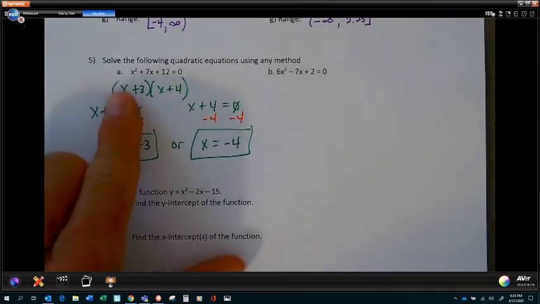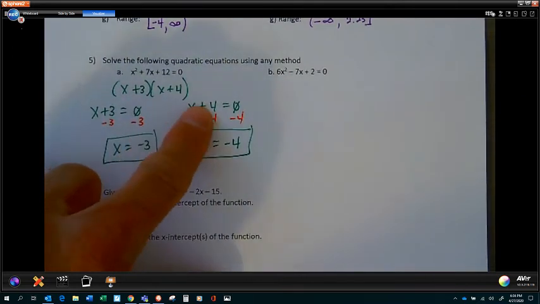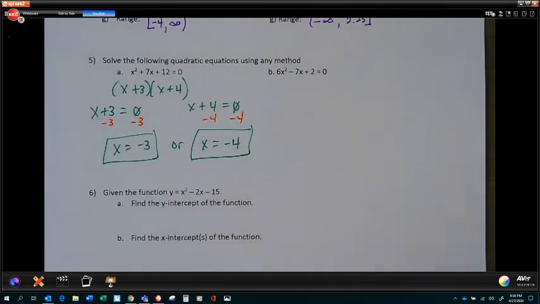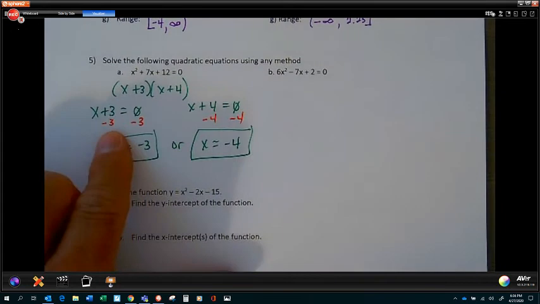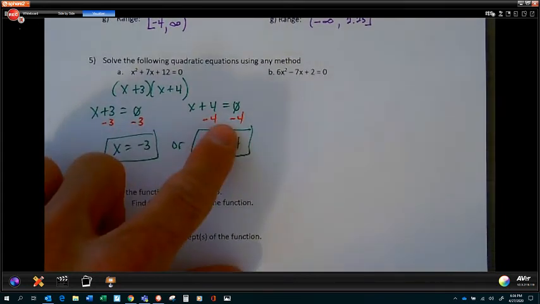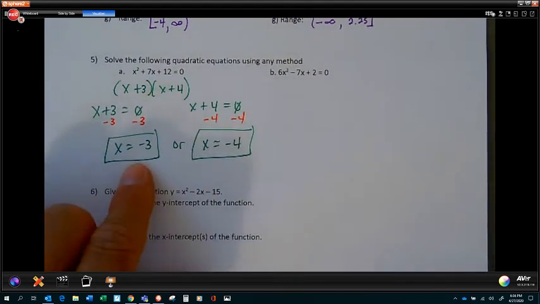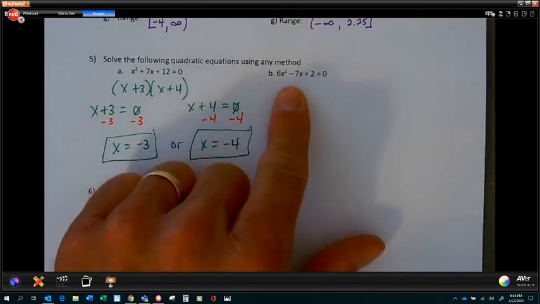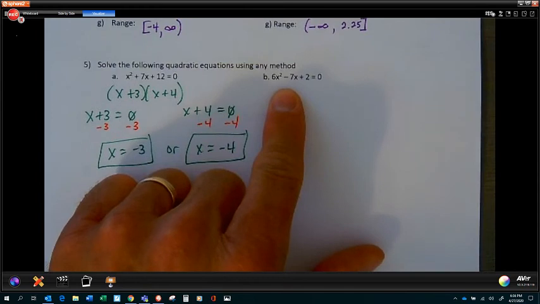Again, factoring them out, then I set each equation equal to 0. X plus 3 equals 0. X plus 4 equals 0 using the zero product property. Subtracting 3 from both sides, subtracting 4 from both sides, I end up with x equals -3 or x equals -4.